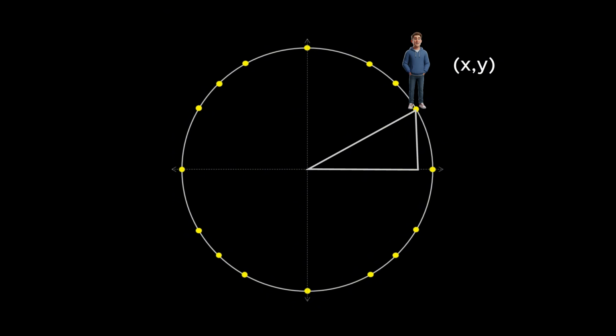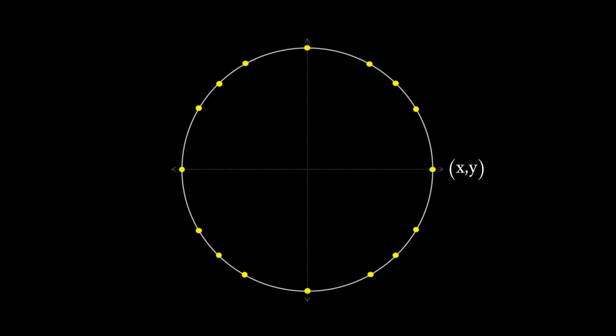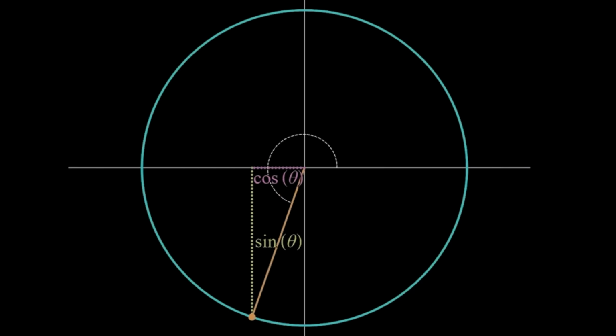Look at this triangle inside the circle. The hypotenuse is the radius, so it's always 1. Now look at the horizontal side, the adjacent side. That's just the x-coordinate. Look at the vertical side, the opposite side. That's just the y-coordinate. If you use SOH CAH TOA, cos theta is adjacent over 1, which is just x. Sin theta is opposite over 1, which is just y. Boom. Every point on that circle isn't just x and y, it's cos theta, sin theta.